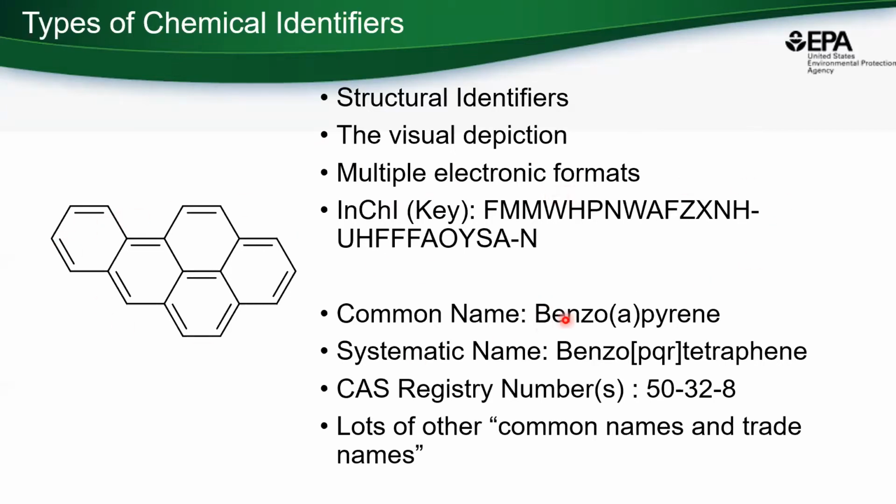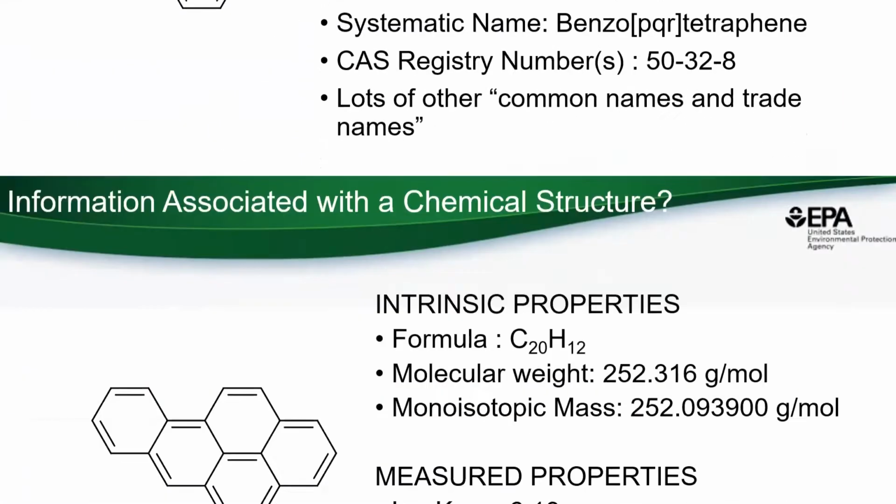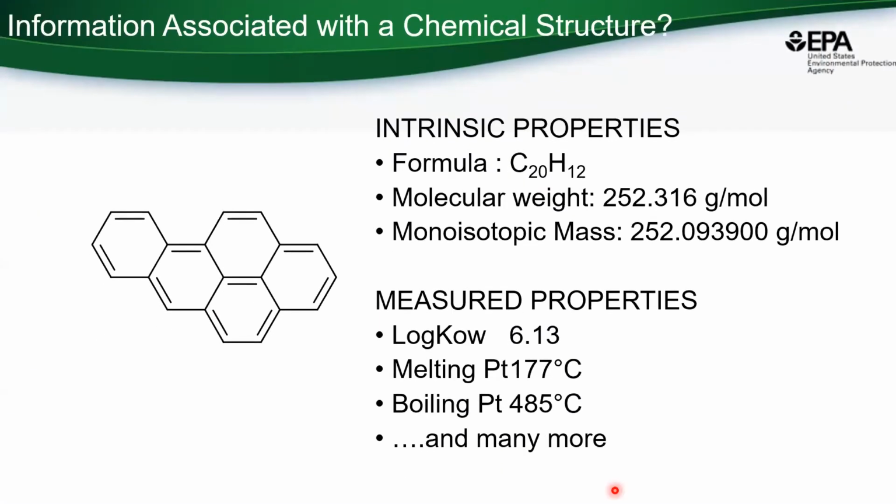So for this chemical, we have the common name, benzopyrene, we have the systematic name, benzo[pqr]tetraphene. And these systematic names can be generated algorithmically very, very quickly, fraction of a second. The CAS number is, of course, a lookup. It is registered by Chemical Abstracts Service, and there are lots of other common names and trade names. And some of our chemicals have got hundreds and hundreds of identifiers. Some of them actually have hundreds of deleted CAS numbers. They might actually only have one active CAS number, but they can have hundreds of deleted CAS numbers.